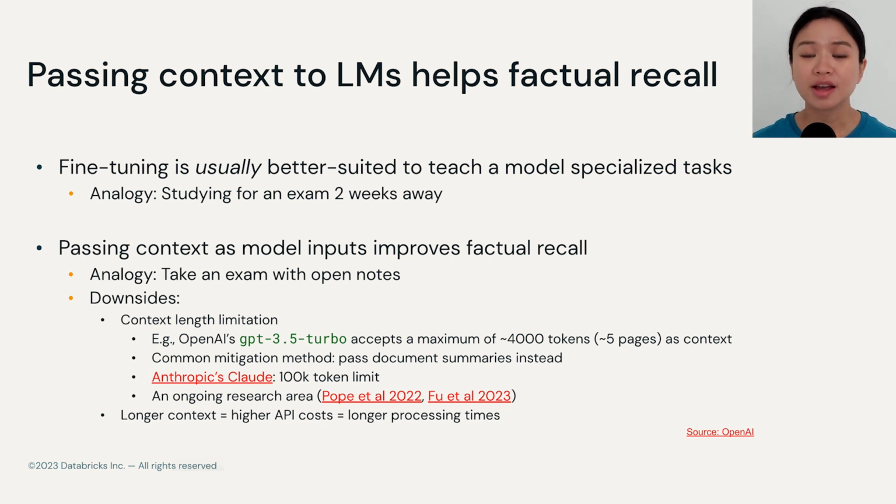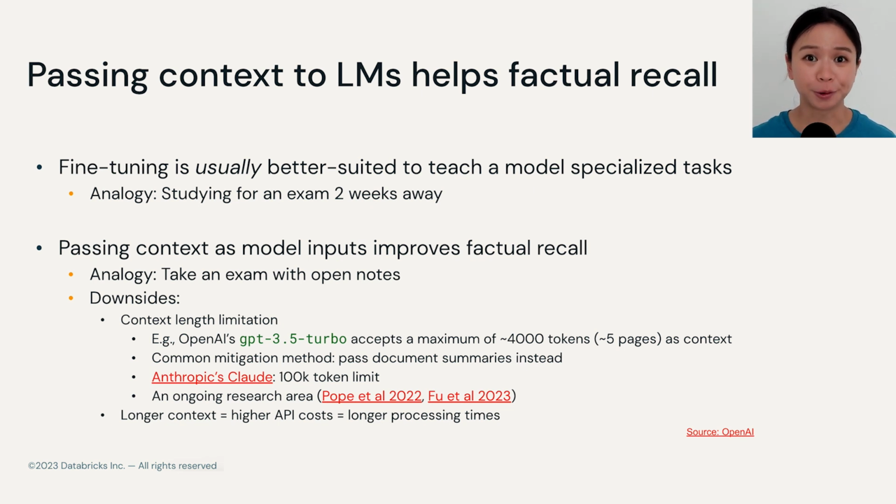The downside, though, is that there is a context length limitation. For OpenAI's GPT 3.5 model, it allows up to 4,000 tokens, which is approximately 5 pages of text. It is really not very long considering most documents out there, or even just take the example of an employee handbook, can be easily over 5 pages. So a really common workaround is to pass in document summaries, but maybe also splitting documents into chunks. And that is another strategy that we'll talk about later on in this module too.